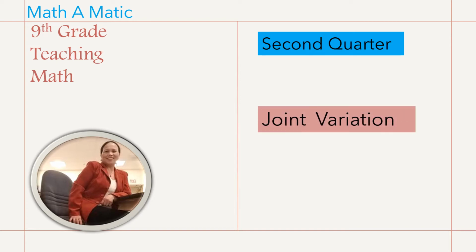Now, this video is about joint variation. I have videos about direct and inverse variation. If you haven't watched them yet, just find them here. You can watch them. So, in joint variation, we will solve for the unknown, write the equation of joint variation, and also solve for the constant of variation.